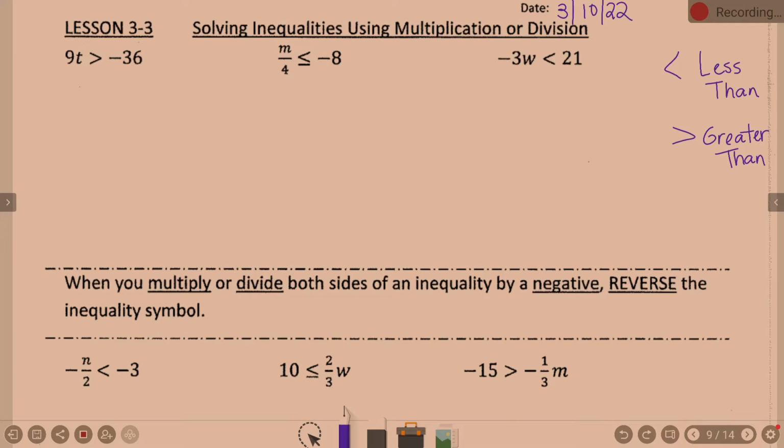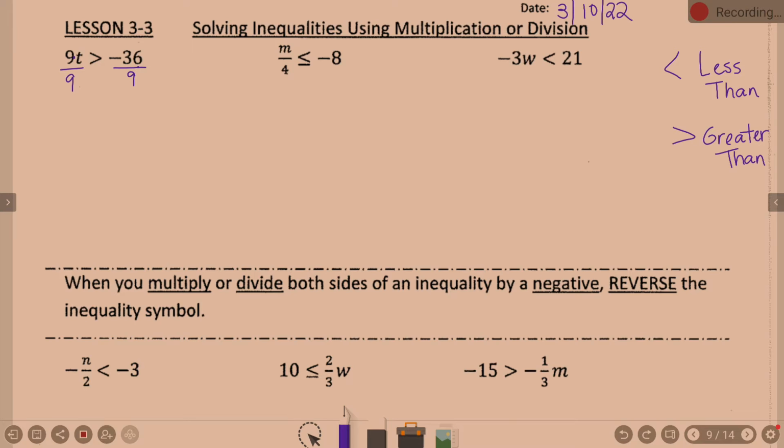As we look at example 1 here, 9t is greater than negative 36. Your question is, how do we get t by itself? If this was 9t equals negative 36, what would you do? What's holding the 9 and t together? Multiplication. What's the opposite of multiplying? Dividing. So what am I going to divide by? 9. We're going to divide both sides by 9, because if you divide the left by 9, you divide the right by 9.